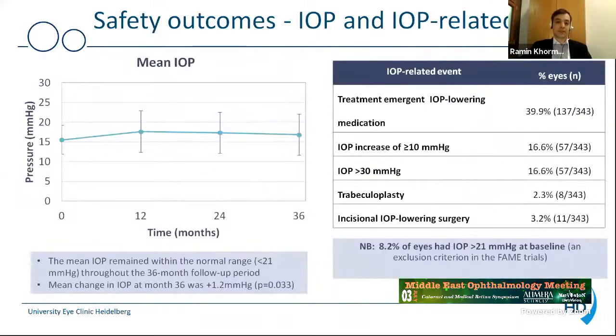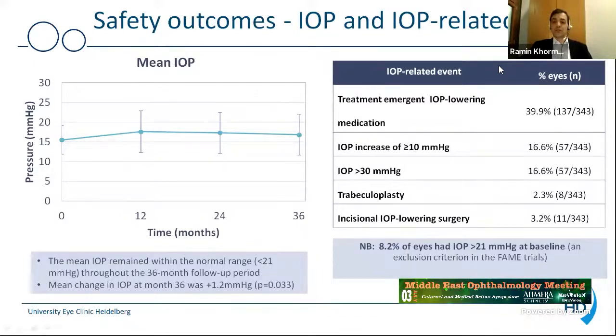So let's now have a look at the safety outcomes. Obviously, IOP can be a concern when looking at corticosteroids, but when looking at the mean IOP, you can nicely see that it remained within the normal range throughout the 36 months follow-up period. We only noticed a mean change in IOP at month 36 of about 1.2 millimeters of mercury.